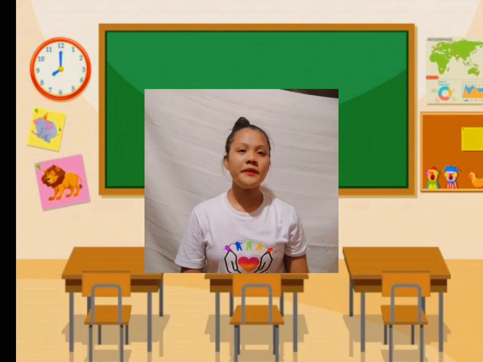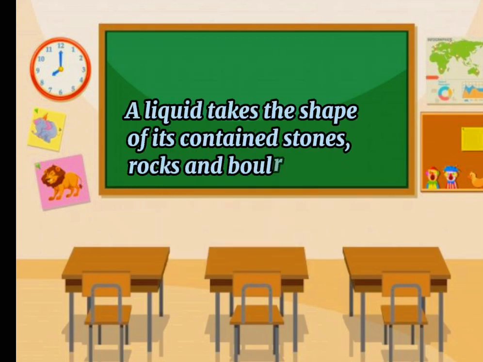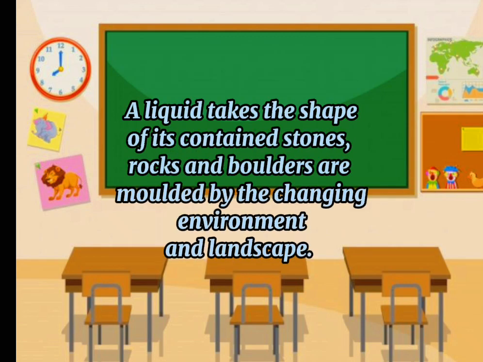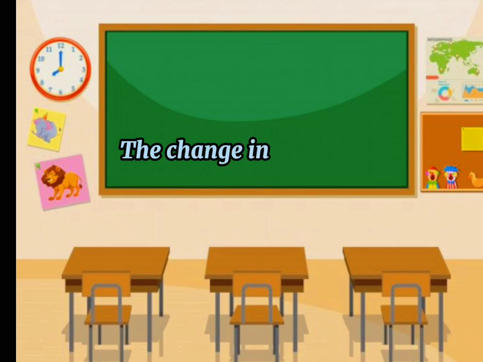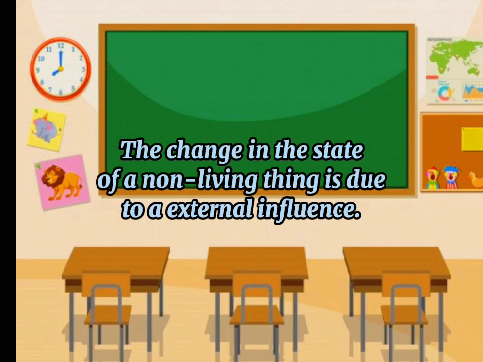They take the shape of the substance they are contained in. For example, a liquid takes the shape of its container. Stones, rocks, and boulders are molded by changing environment and landscape. The change in the state of non-living things is due to external influence.